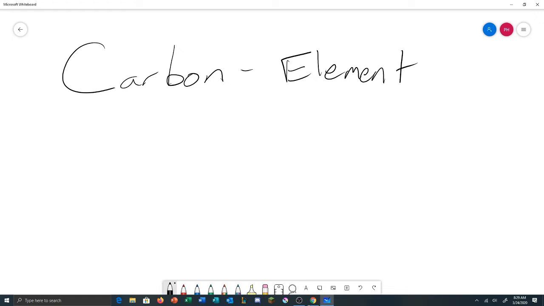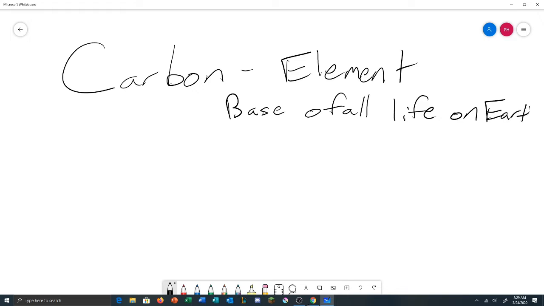It also is used in all living things. The life on Earth is all carbon-based. So it's the base of all life on Earth. What else makes carbon special? Well, we use it in a ton of things. We use it in fuel. Think of our coal. Think of our oil. Both of those rely on carbon.